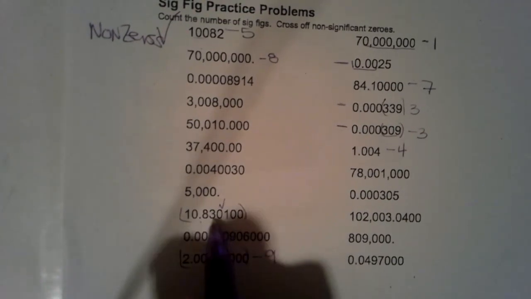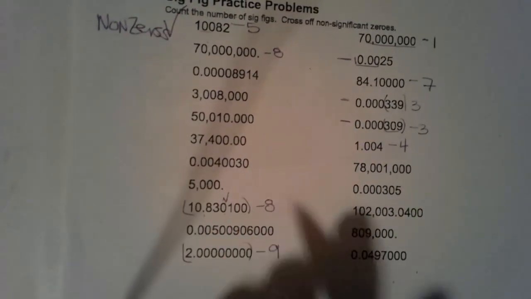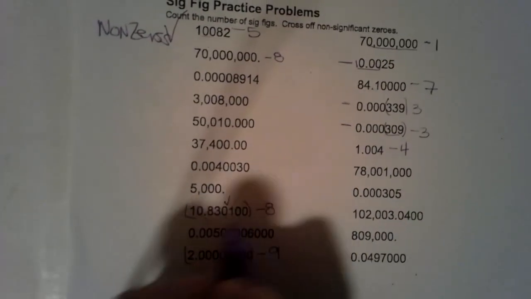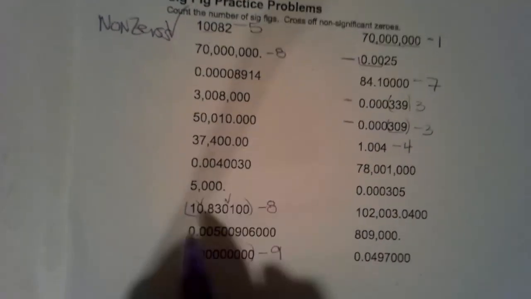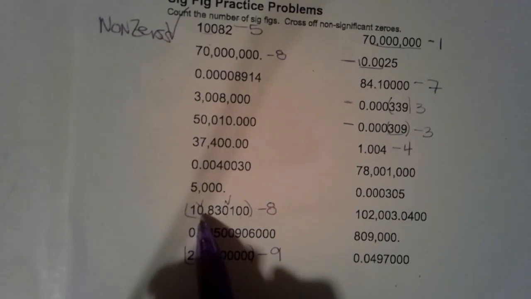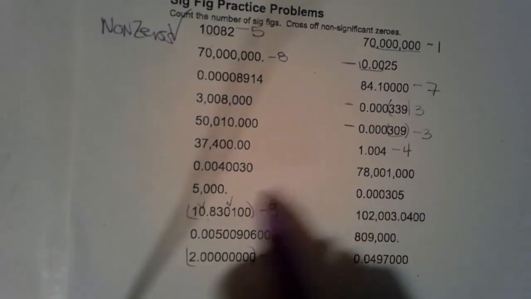So it's 10.830100. It's going to be, I believe, 8 significant digits, because all of them are considered significant. These zeros at the end, this zero's in between, that zero's in between, they're all considered significant because there's a decimal.